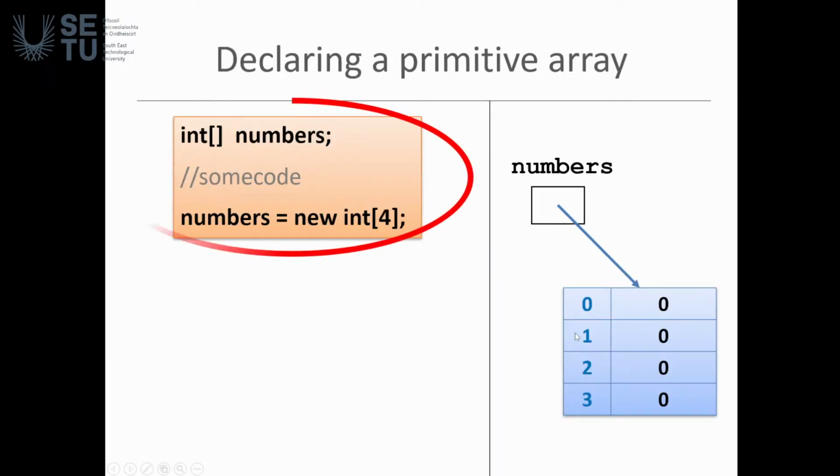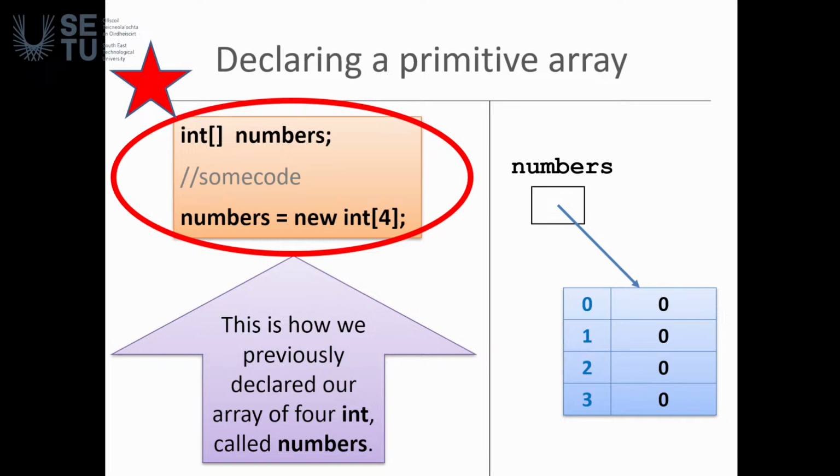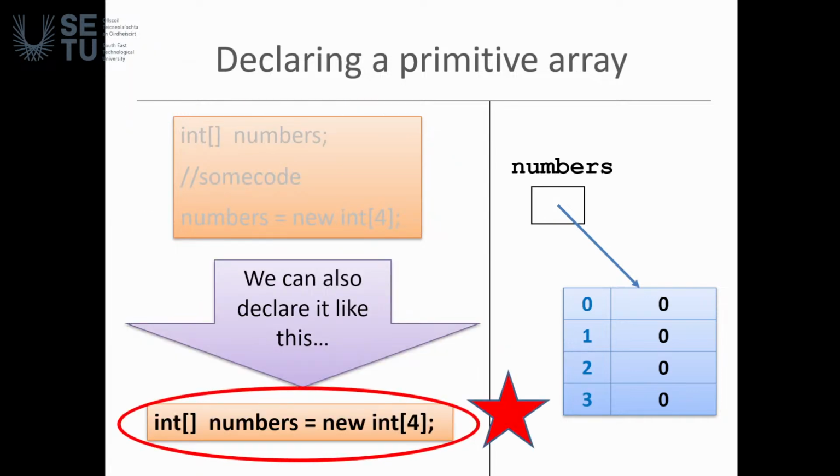Okay. So declaring a primitive array: int numbers equals new int. We can do it in 2 steps, or we can do it in 1 step. This is where we declare it and we initialize it. So we're telling our code we're going to have an array called numbers. It's an array of int, and it's going to have 4 elements. So the first way is 2 steps, and this is 1.